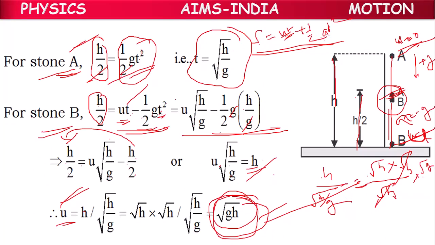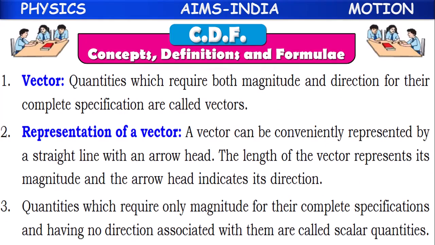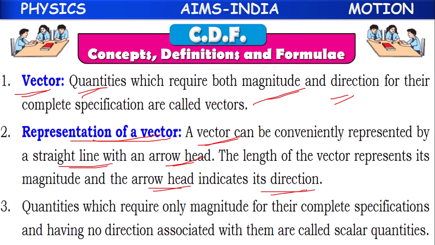Okay, children, these are the solved problems. So next, key points, children. We have learnt what a vector is. A quantity which has both magnitude and direction is called a vector. What is the representation of a vector? A vector can be represented by a straight line with an arrowhead. The arrowhead indicates the direction. Quantities which require only magnitude are called scalars.